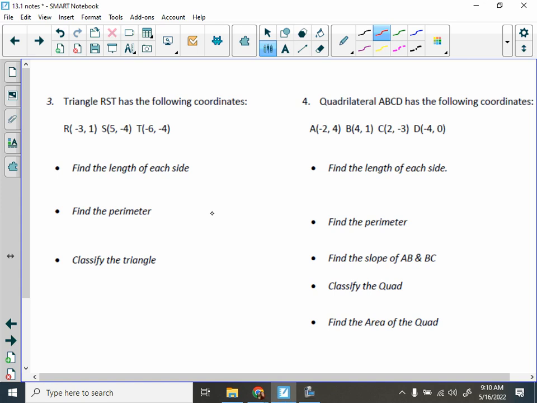Now, we've got some shapes, okay? We've got a triangle, and just so everybody's aware, I'm just going to draw a small sketch. This is not going to be accurate at all, but it does say to label it RST. So you pick a point to start on and just go around the triangle, RST. Okay, the ordered pair with R is -3, 1. With S is 5, -4. And with T is -6, -4.